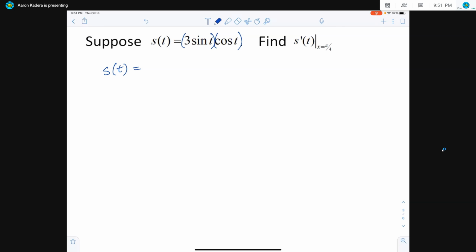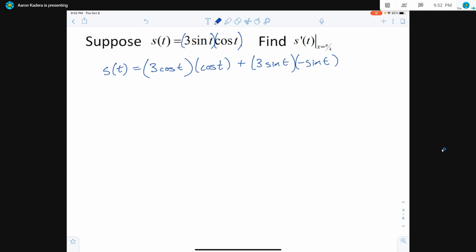Okay, so I'm going to take the derivative of the first thing. So I'm going to go 3 cosine of t. That's the derivative of 3 times sine t. And then I'm going to leave the second thing alone. Then I'm going to introduce that plus sign. Then I'm going to leave the first function alone. That's 3 sine t. And then I'm going to take the derivative of the second item, which will be a negative sine of t.